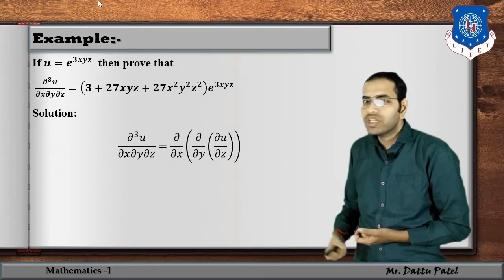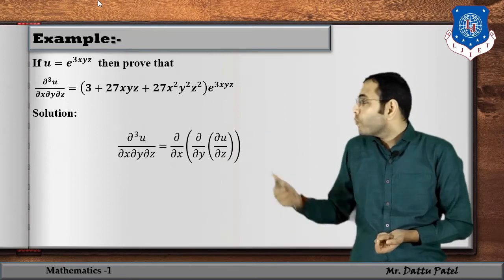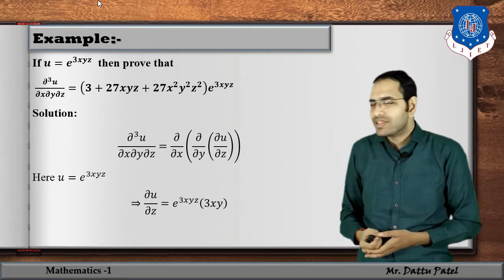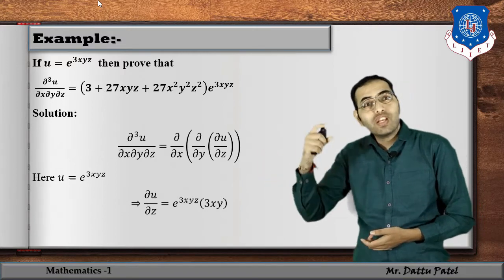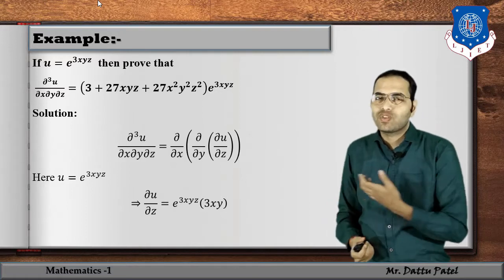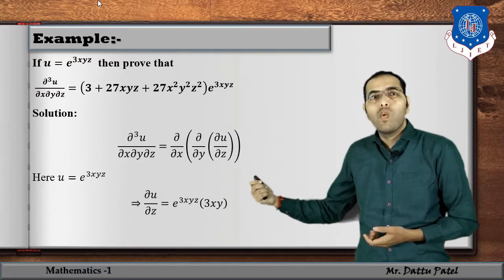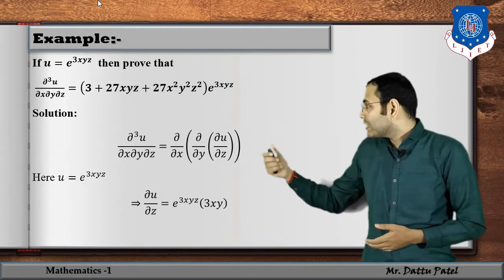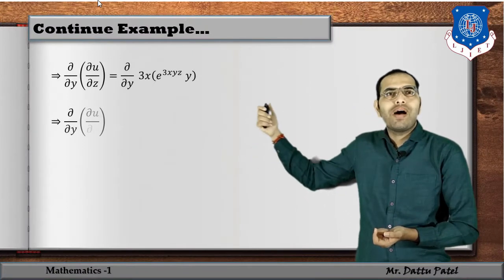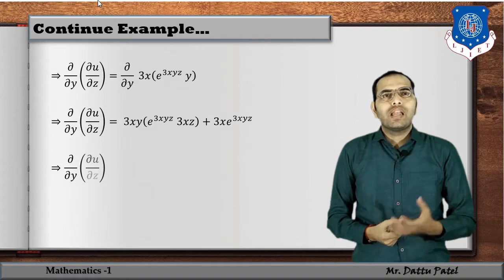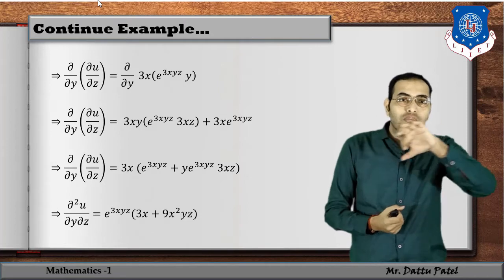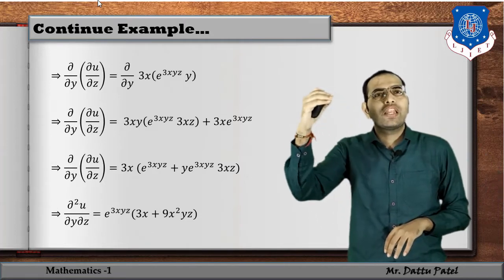Here u equals e raised to 3xyz. The derivative of u with respect to z: the derivative of e raised to x is e raised to x, so e raised to 3xyz, and the derivative of 3xyz is 3xy. Then we can write e raised to 3xyz into 3xy. Now the derivative of that term with respect to y: we can write ∂²u/∂y∂z, or ∂/∂y of ∂u/∂z, equals ∂/∂y, substituting the value of ∂u/∂z. Here 3x is constant and comes out, and the remaining term is e raised to 3xyz into y.